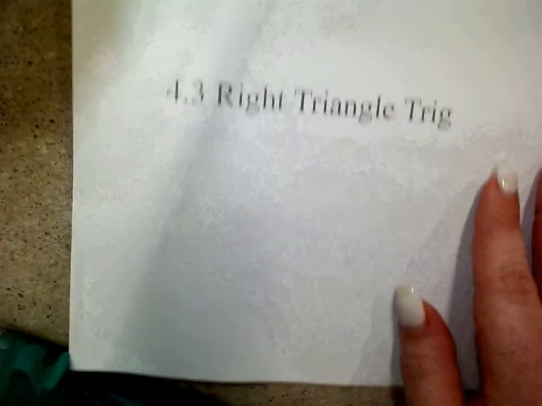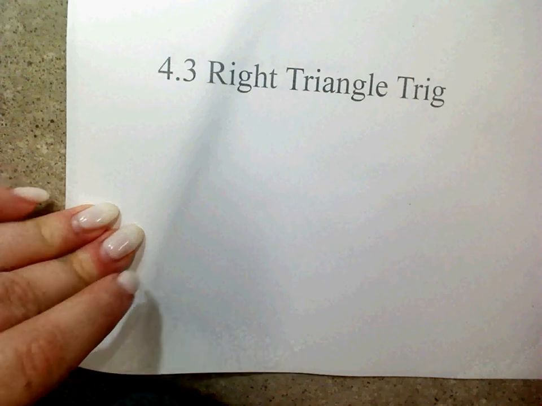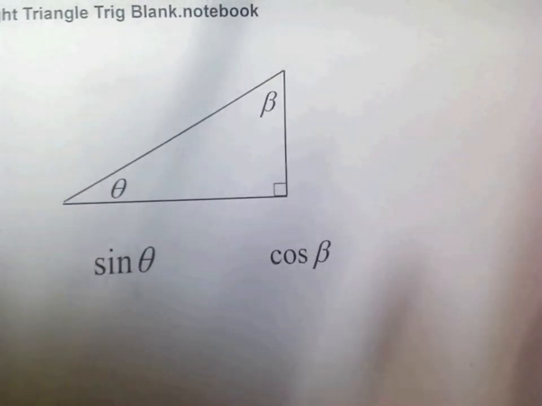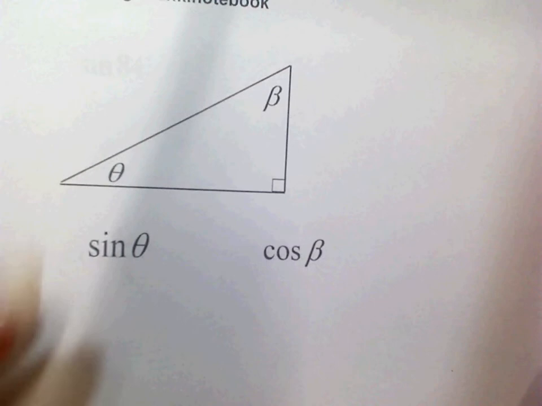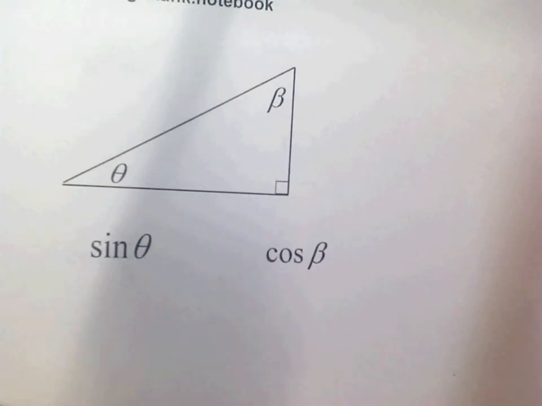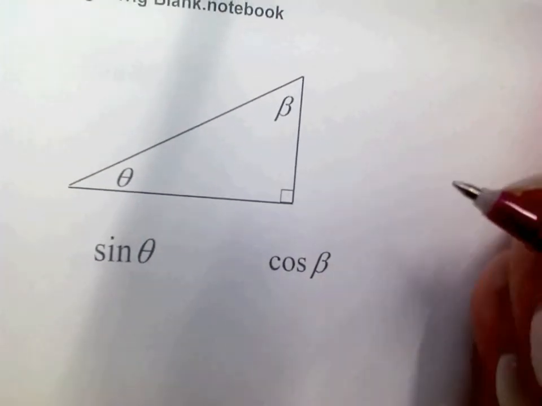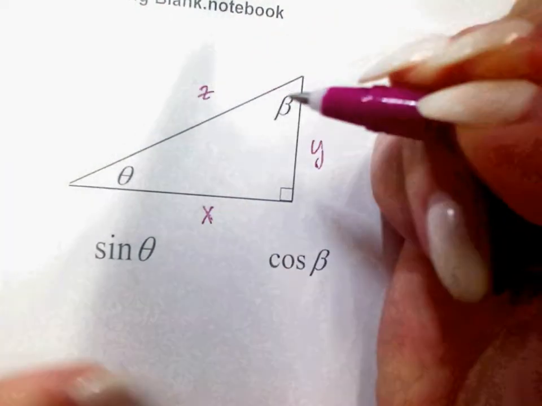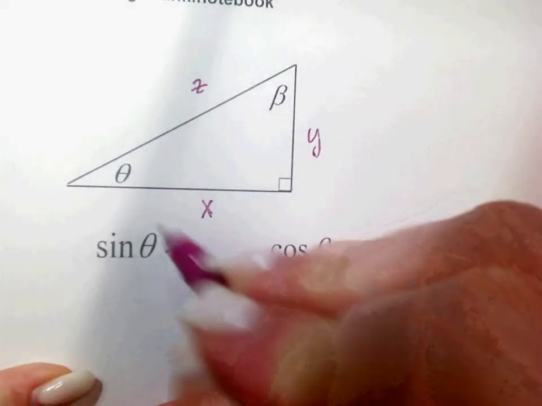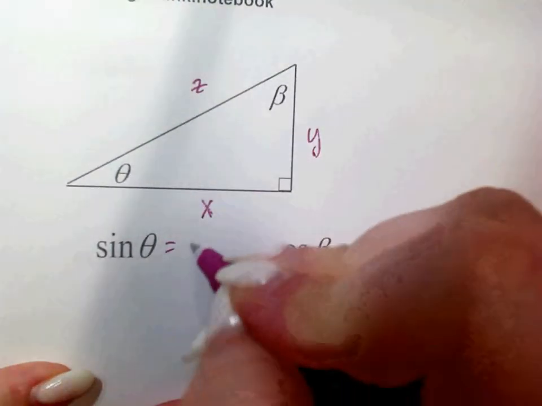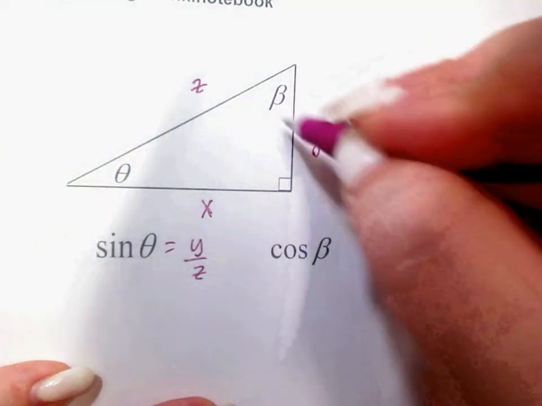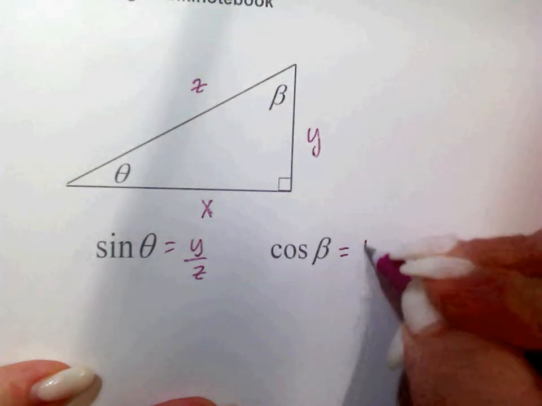All right. So for 4.3, right triangle trig, there's just some things we need to talk about. First off, if you've got a right triangle with a theta and a beta, two different angles, first off, draw the triangle. And if we let these lengths be, let's say, x, y, and z, you could see that sine of theta is opposite over hypotenuse, y over z, and cosine of beta, so cosine is adjacent over hypotenuse, they're the same thing.